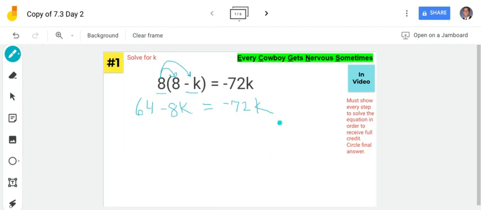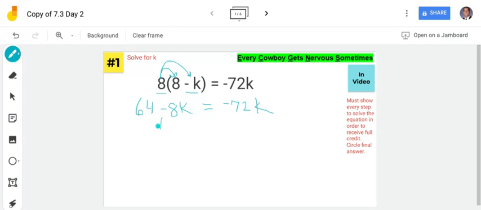After I look left, then I look right. I only have one term, so I can't combine it with anything else. Step 3, the G on gets reminds me to get the variable on one side. Now, do you see how on the right side I only have a term with a k in it? So how about I just move this term, negative 8k, to the right side?